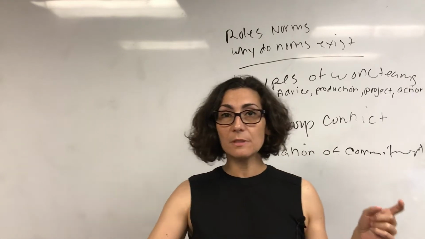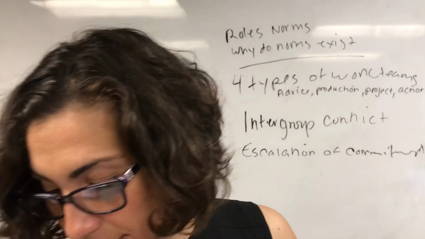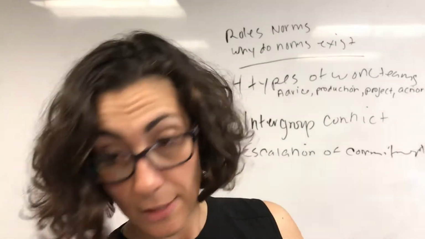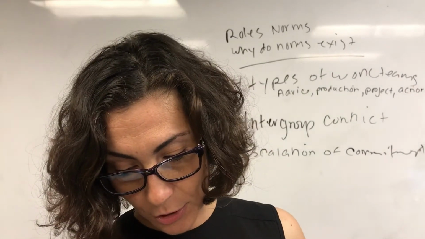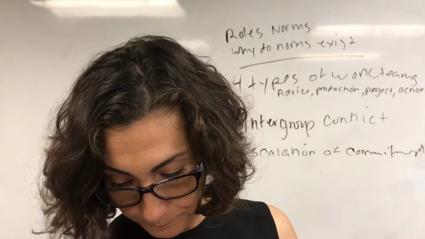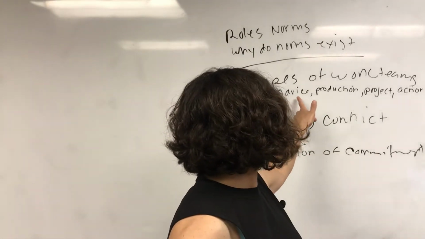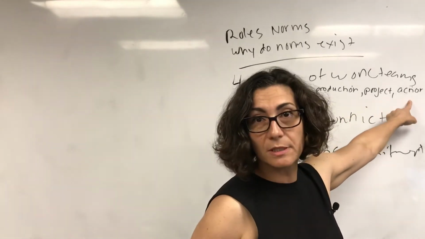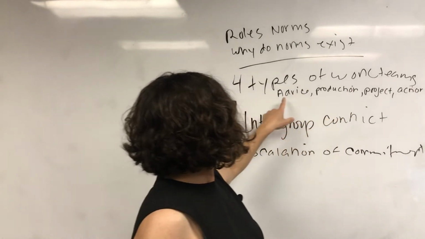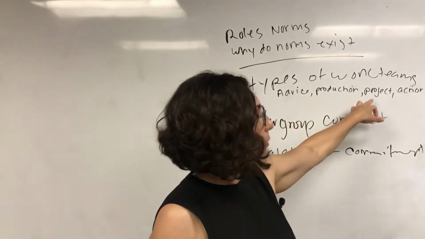Types of work teams. So this is what I'm looking for in that answer. The types are advice, production, project, and action. And then also I'm going to want examples of, like, action, that could be a sports team or police, and advice, like a committee, production, project.